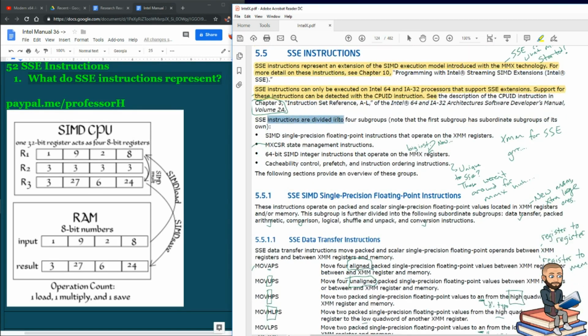These instructions are divided into four subgroups, and the first one's tricky because it has subordinate subgroups of its own. The first one is SIMD single precision floating point instructions that operate on the XMM registers. Those are the second wave of registers to come. The first wave is the MMX ones.